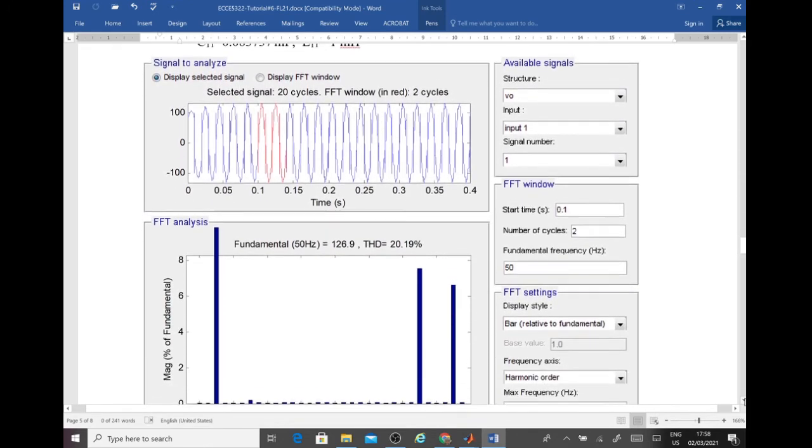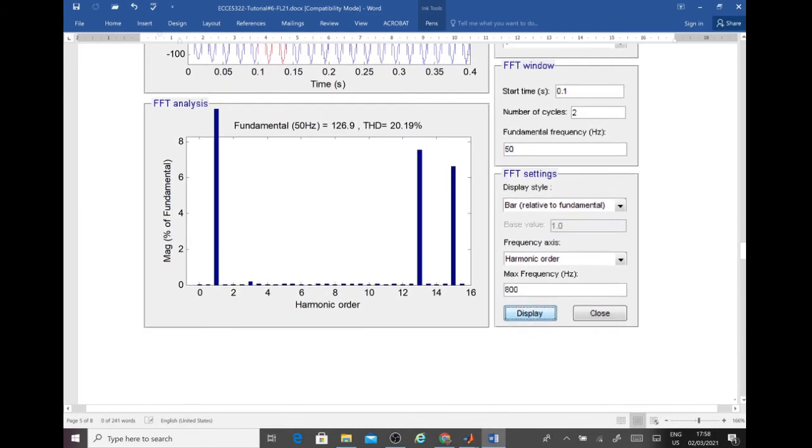And now let us look at the result. There is no third, there is no fifth, there is no seventh, ninth, 11th, nothing. And we were able to reduce the total harmonic distortion from 30 something, now it reduced to 20%. Okay, so this is the way that can be utilized to design a filter to get rid of some harmonics.